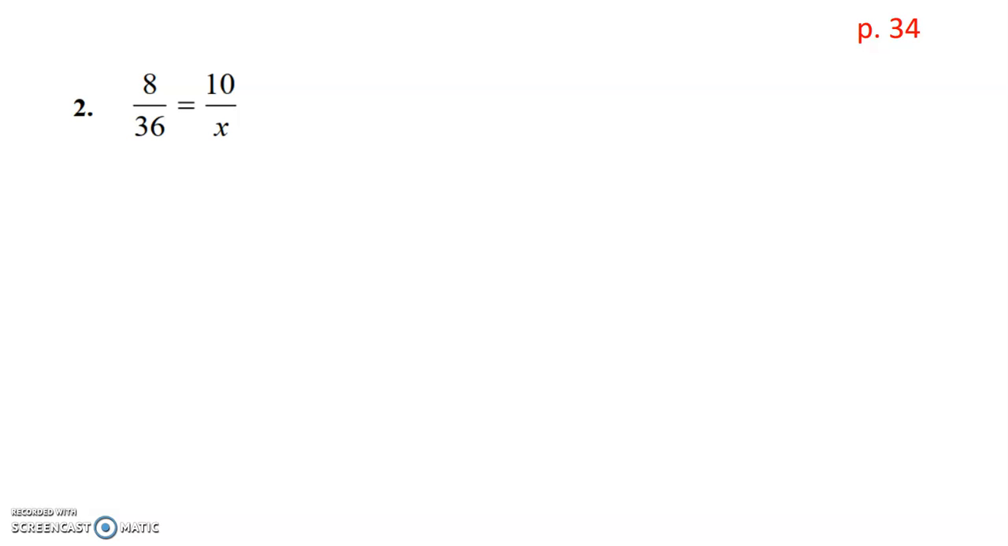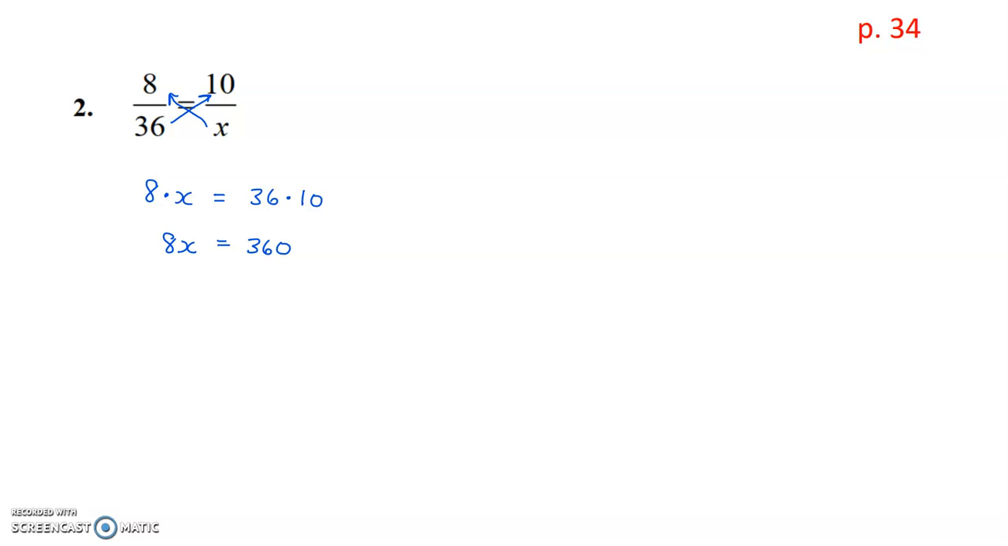So we can see for number 2, 8 to 10, that's not working very easily. So we're not going to be able to use equivalent fractions in this example to solve for x. But what we can do is we can use algebra. So we can cross multiply 8 times x on one side is equal to 36 times 10 on the other side. 8 times x is 8x. 36 times 10 is 360.